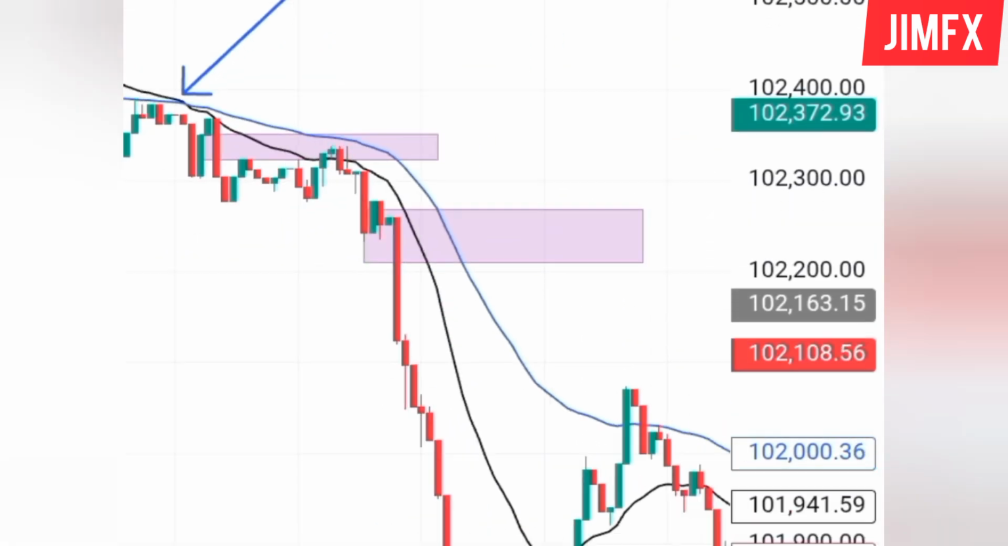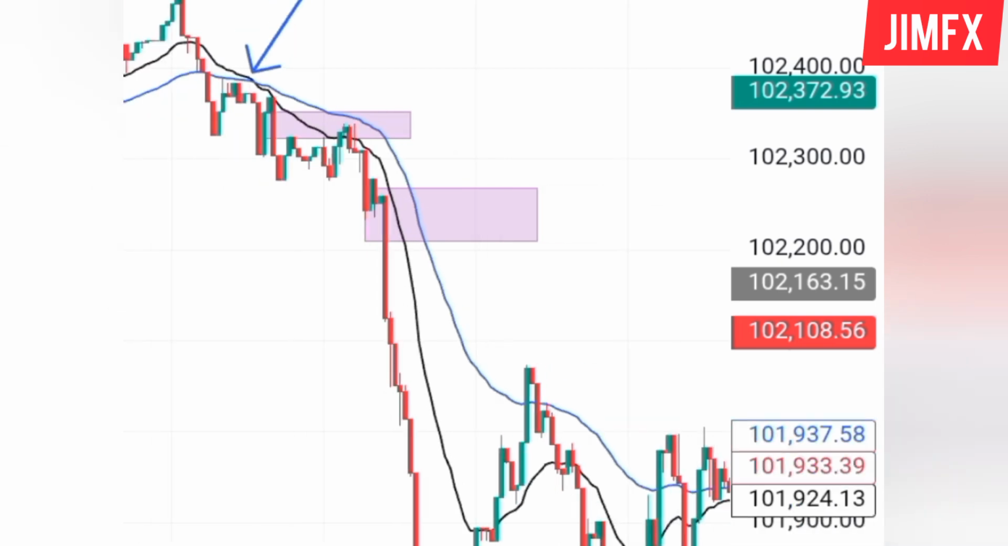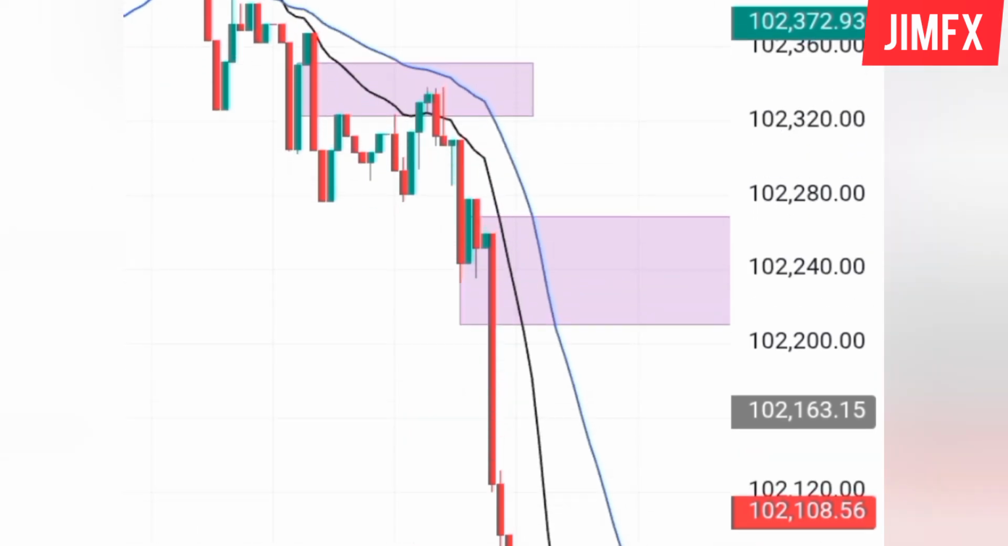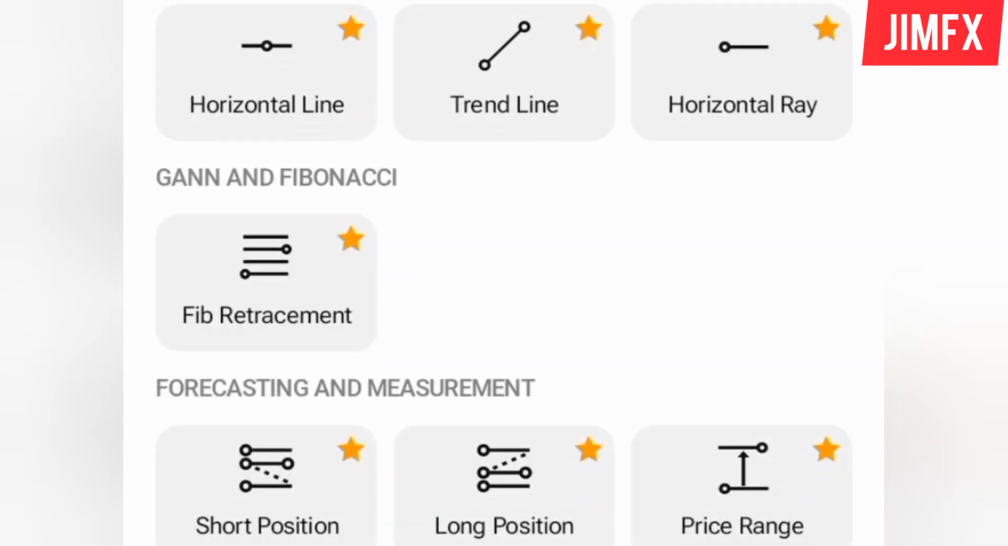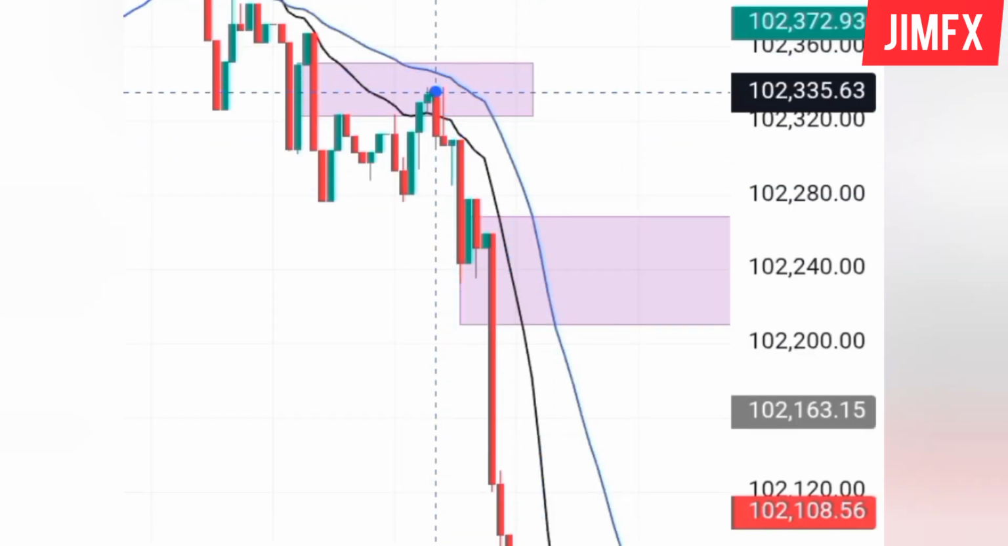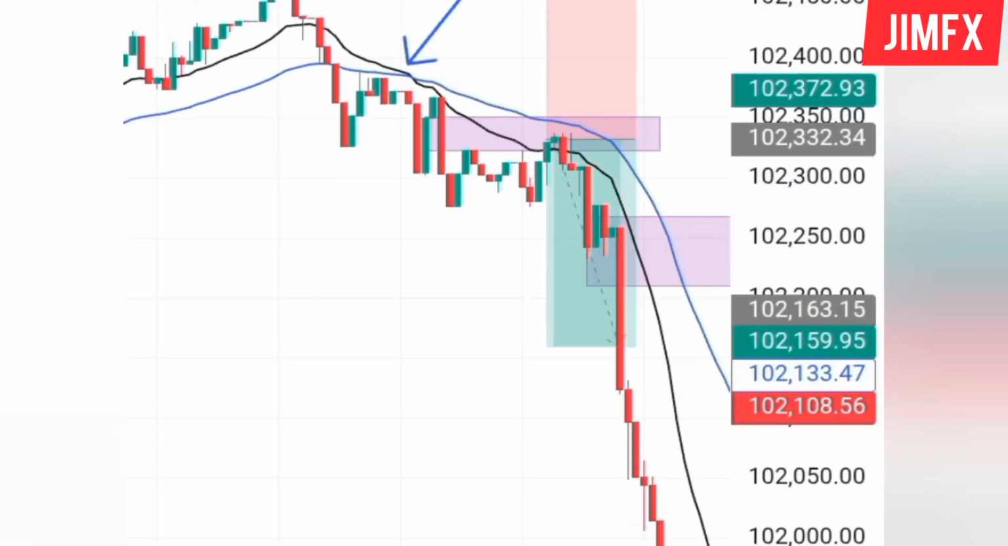So now we shall look for the zones that align with our trend. You can see immediately after crossing over and leaving fair value gaps, it really moved according to our trend, right? It moved according to our trend.